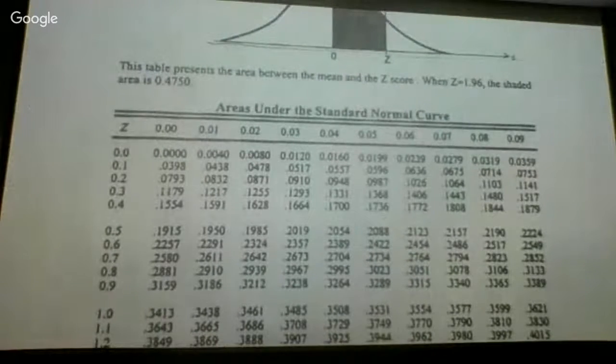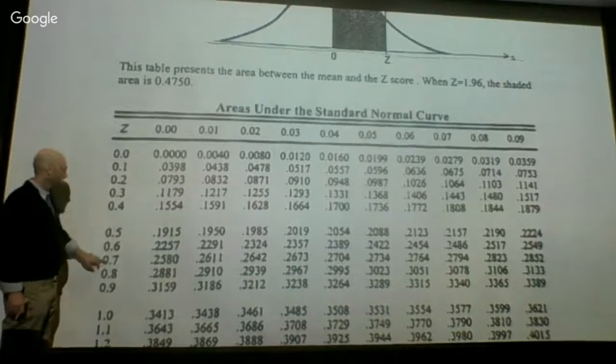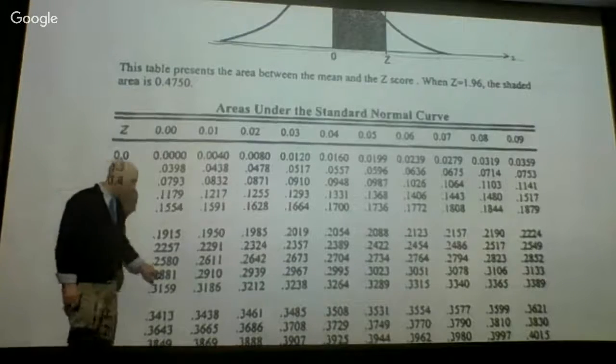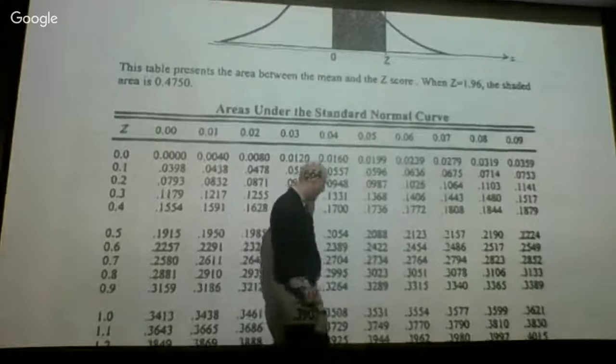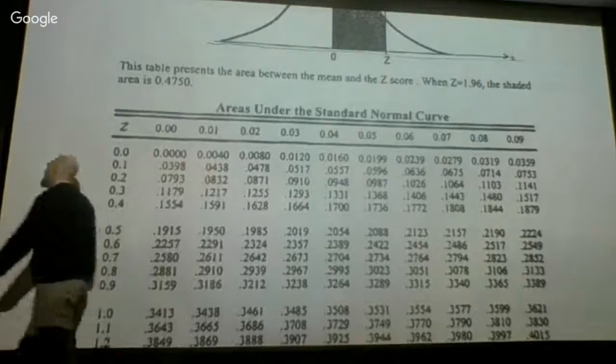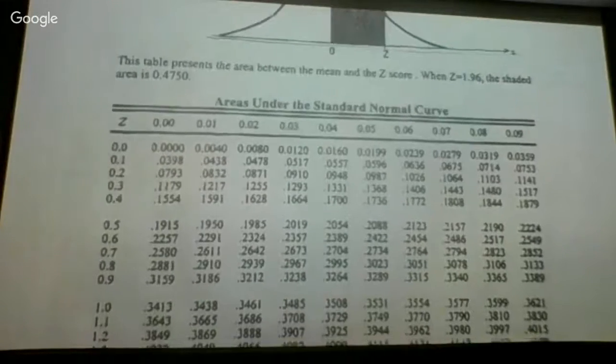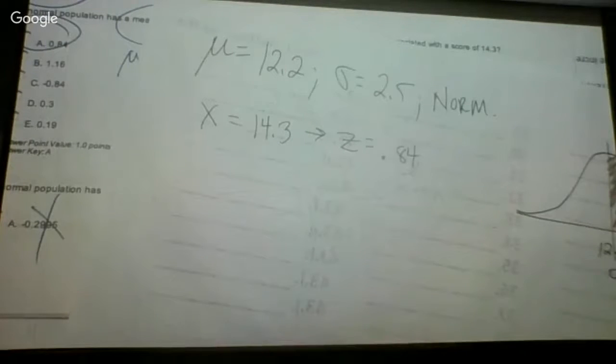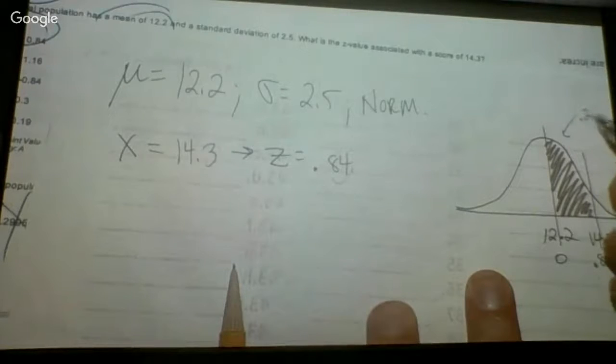How do I use this table to find an area? Someone walk me through that, please. Caitlin, yes, please. For 0.8, you go down to 0.8 on the Z and then over to 0.04. Down to 0.8, 0.80, 1, 2, 3, 4. 0.2995. And for this area, right here is 0.2995.